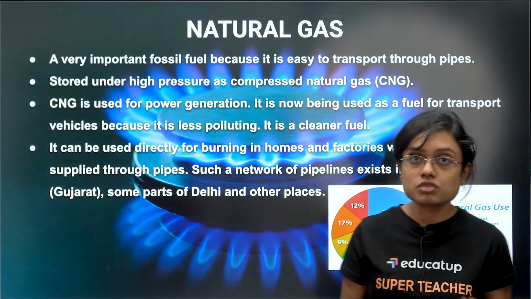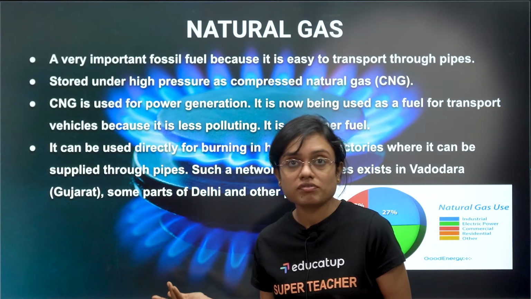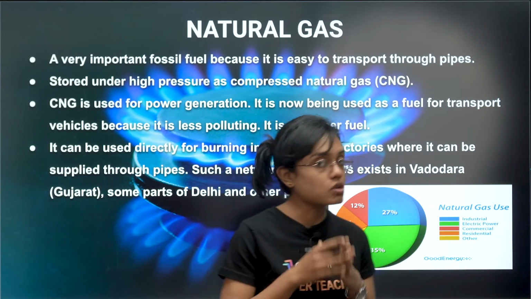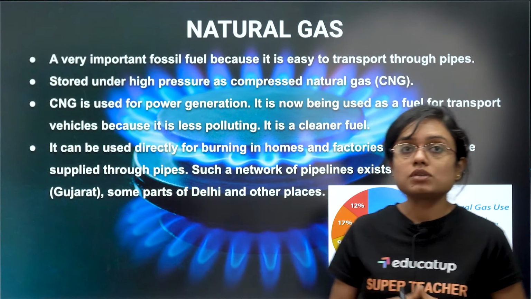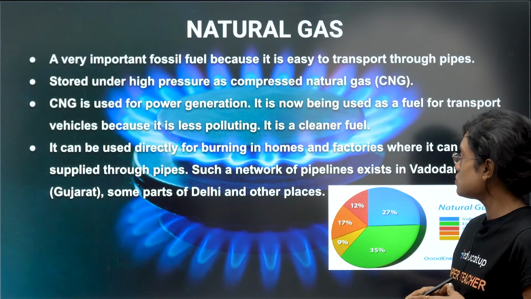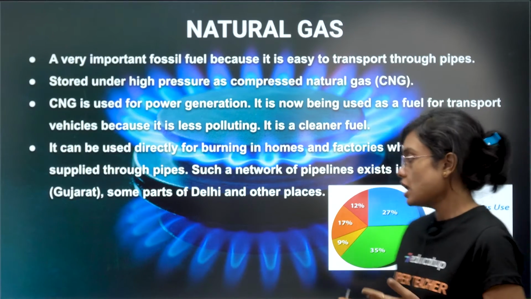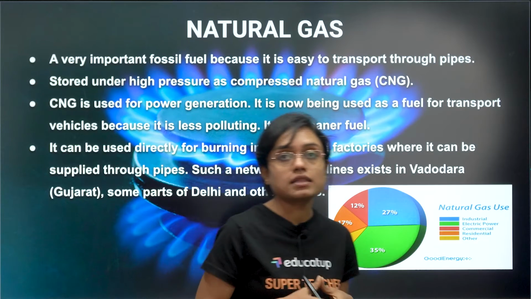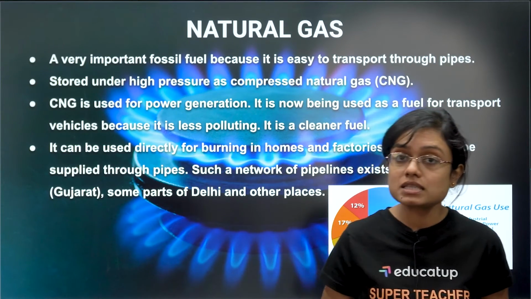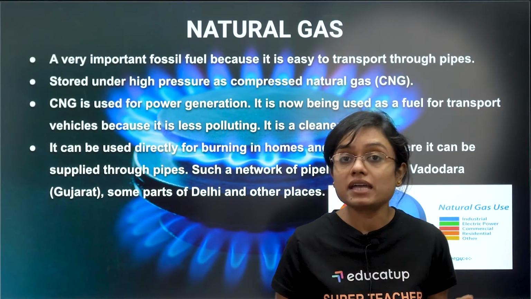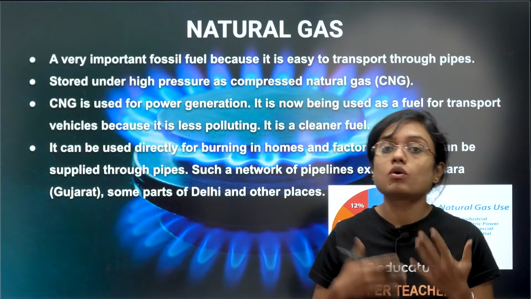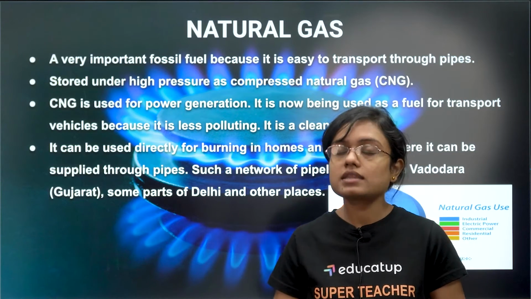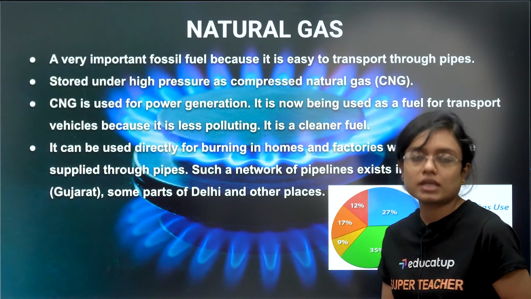It is used for power generation, it is used as a fuel for transport vehicles because it is less polluting and it is a cleaner fuel. It does not cause any pollution. It can be used directly for burning in homes and factories where it can be supplied through pipes. Such a network of pipelines exists in Vadodara in Gujarat and in some parts of Delhi and other places where CNG is being supplied as a domestic cooking gas in homes and even in factories. This can be seen in Vadodara in Gujarat and obviously in some parts of Delhi, New Delhi, our capital of the country.